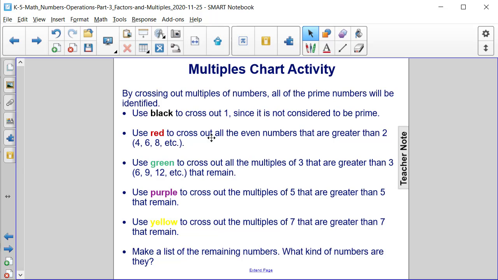Use red to cross out all the even numbers that are greater than 2, such as 4, 6, 8, etc. Use green to cross out all of the multiples of 3 that are greater than 3, such as 6, 9, 12, etc. And we only have to cross out the ones that remain. Then use purple to cross out the multiples of 5 that are greater than 5 that remain. Then use yellow to cross out the multiples of 7 that are greater than 7 that still remain in the chart. And then make a list of the remaining numbers and figure out what kind of numbers they are.